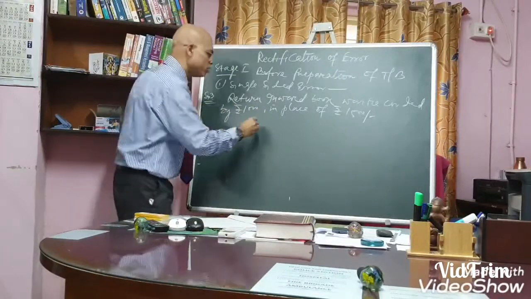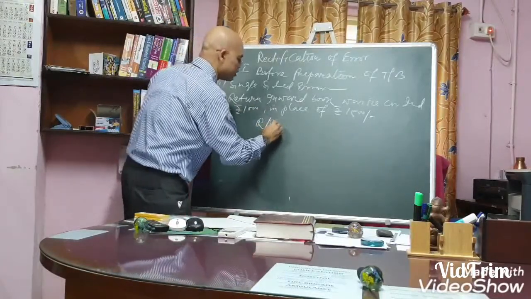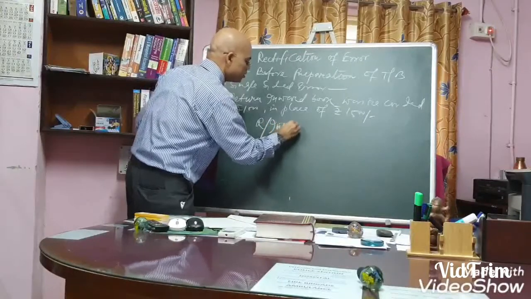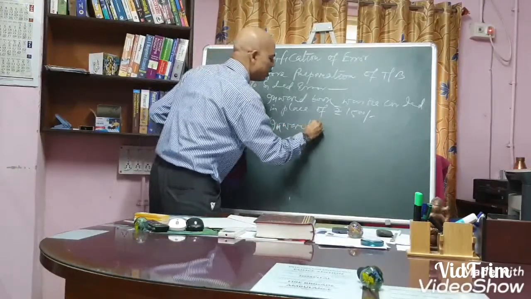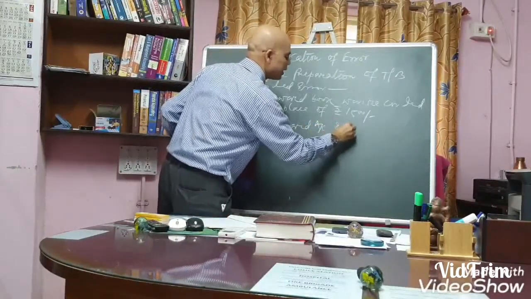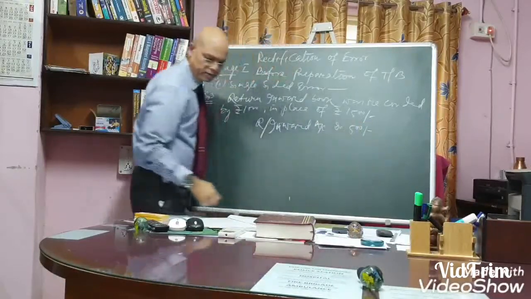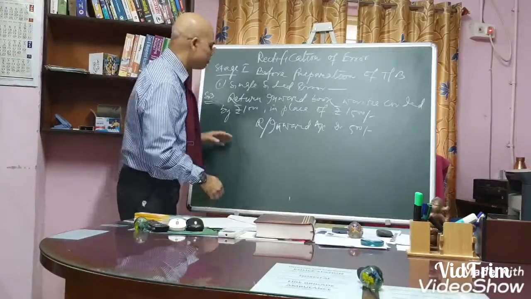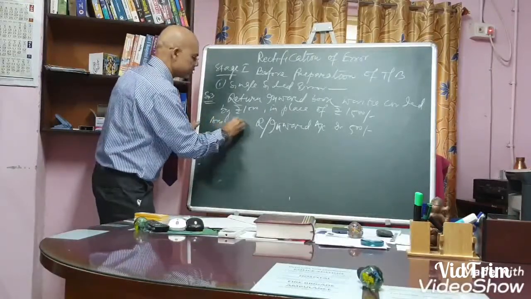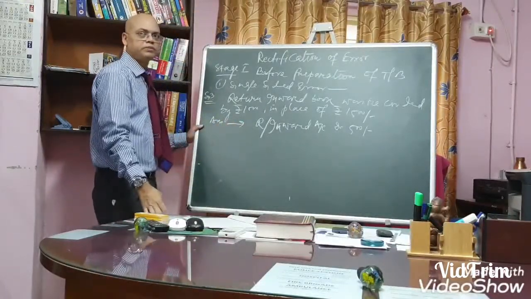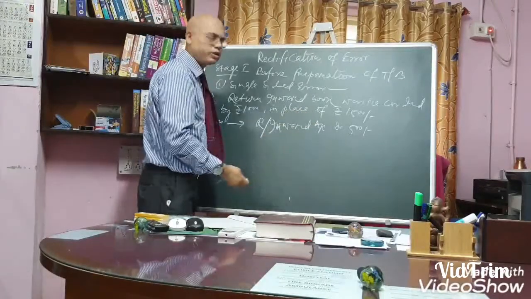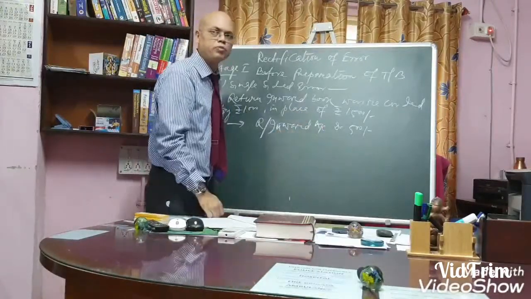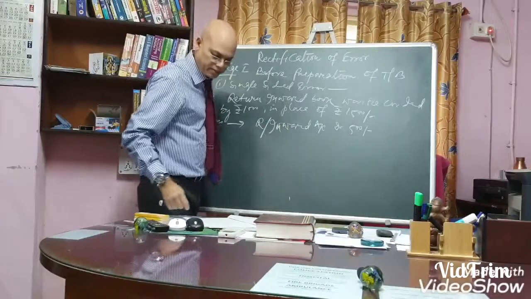The return inward account should be debited again by rupees 500. Return inward account should be debited by rupees 500. This should be the answer. You will have to write down by sentence only that the return inward book will be debited by rupees 500. This is the rectification entry.